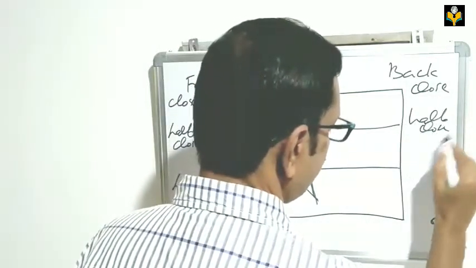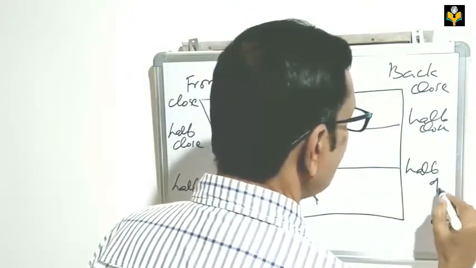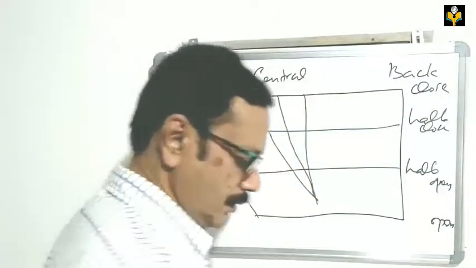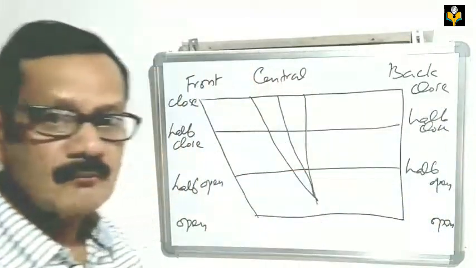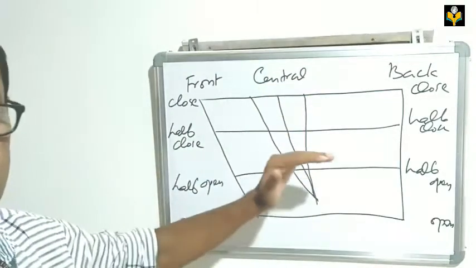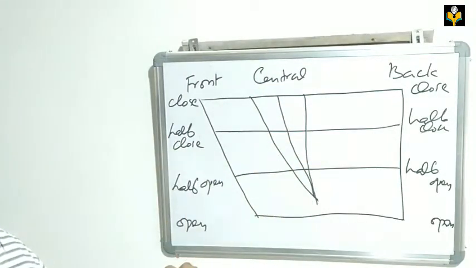Half close. Half open. So this is the vowel diagram showing the tongue position of the vowels here.